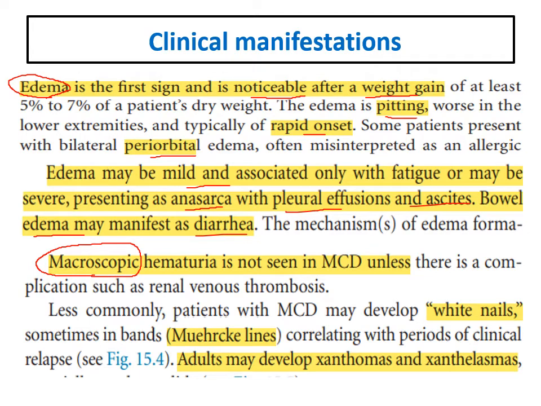Macroscopic hematuria is usually not seen in minimal change unless it is complicated by renal vein thrombosis. Take care, macroscopic hematuria is usually not seen. If a patient with minimal change presents or complains of macroscopic hematuria, you should exclude renal vein thrombosis. Some patients may develop what is called white nails, Muehrcke lines, and we discussed that in introduction. And some, usually in adults, may develop xanthomas and xanthelasma.